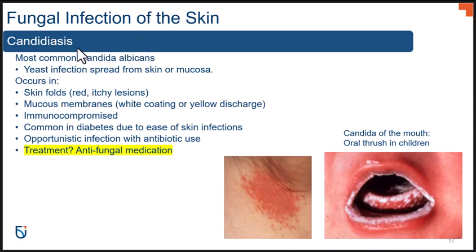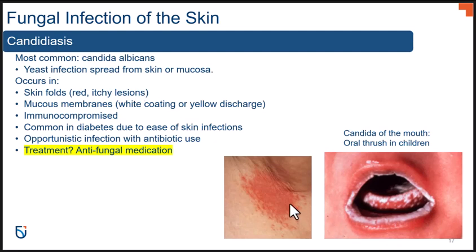Continuing on with fungal infections of the skin, but now looking at candidiasis. Candida causes many fungal infections in humans. There are at least 15 different species of Candida, but Candida albicans is the most common. Candida albicans is found normally colonized, so this is part of our normal microbiome in the skin, in the mouth, in the intestinal tract, in the vagina.